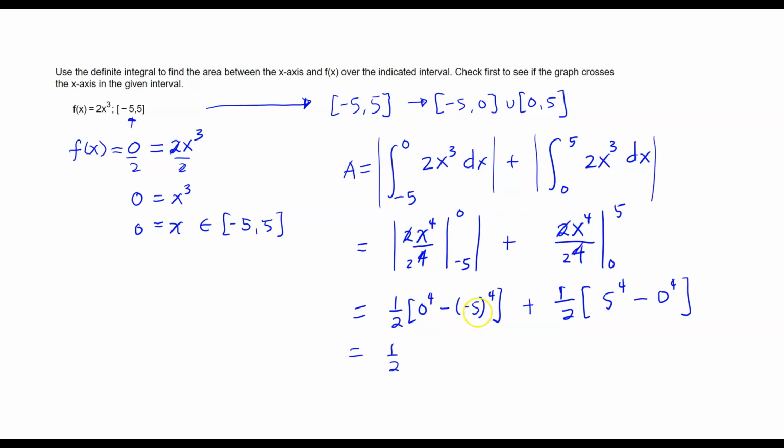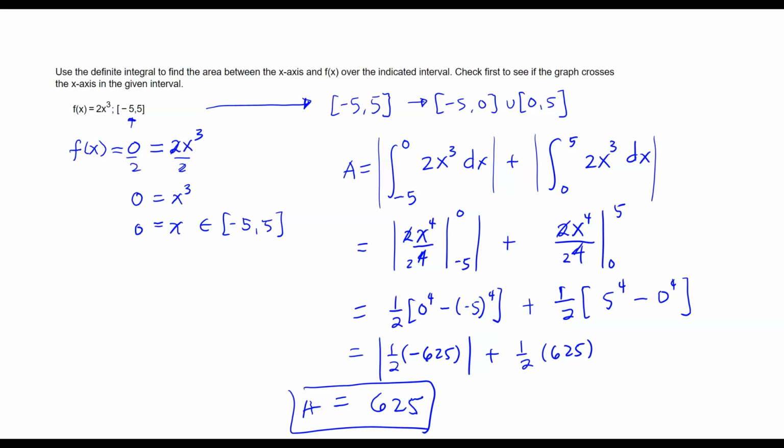Now negative of, what is negative 5 to the 4th? So let me evaluate that on my calculator. That is 625. So see, you will get negative 625 here, but you would take the absolute value for the answer. And then here, you will have 1/2. 5 to the 4th is 625. Adding this 2, you get 625. That's the area.